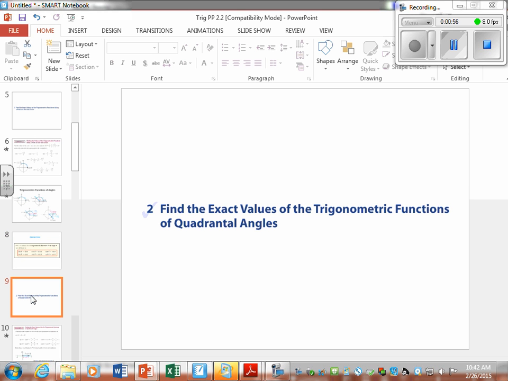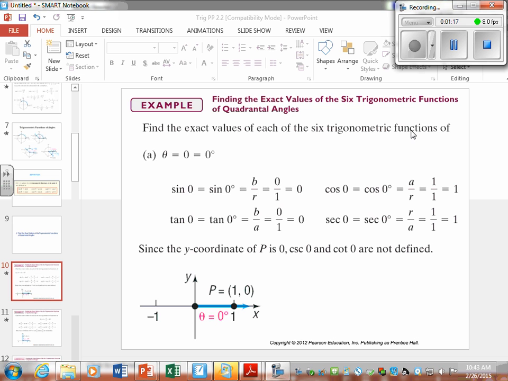And the next thing we're going to do is find the exact values of trig functions of our quadrantal angles. And so take a minute and think if you can remember what a quadrantal angle is. Right? A quadrantal angle is going to be an angle that has an initial side that terminates on an axis. All right, so first of all, I'm just going to walk you through these quadrantal angles.